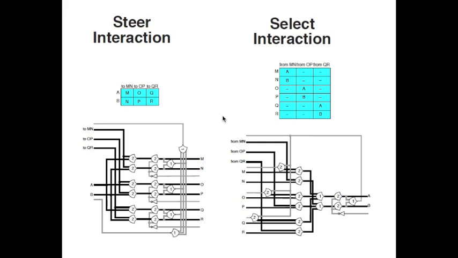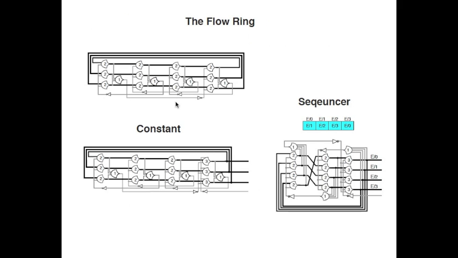Now we can do it the other way also. We can select from multiple paths into a single path, and that's illustrated here. And now we have from MN, from OP, and from QR, and this is the table that defines that behavior. So when it's from MN, M is steered to A and N is steered to B, and there is no transition activity on OP or QR. From OP, O is steered to A and P is steered to B, and there's no transition activity on MN or QR.